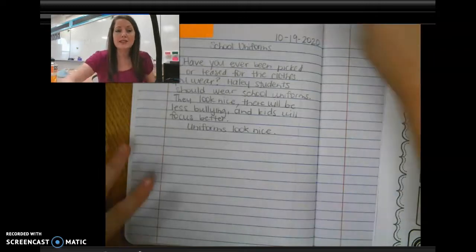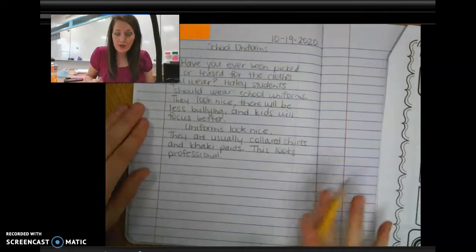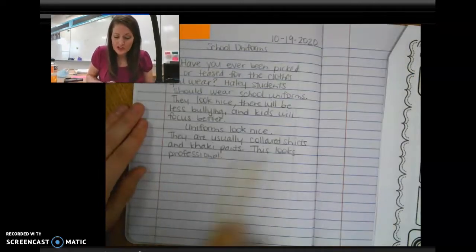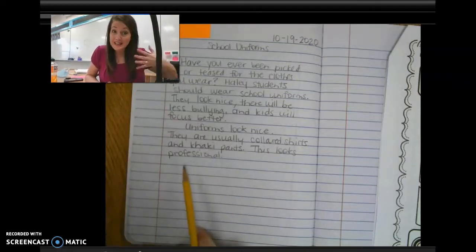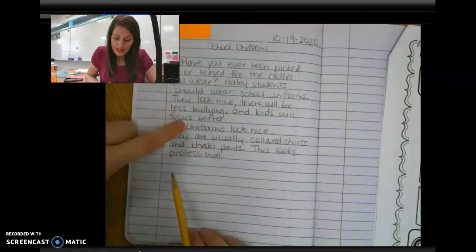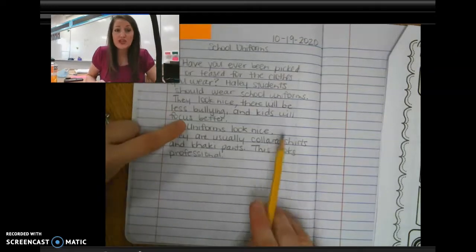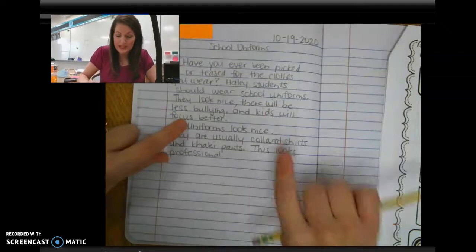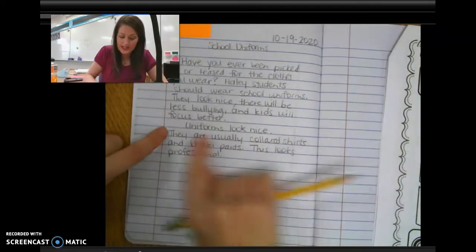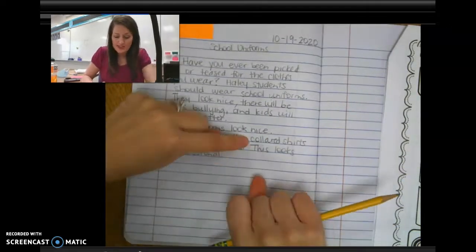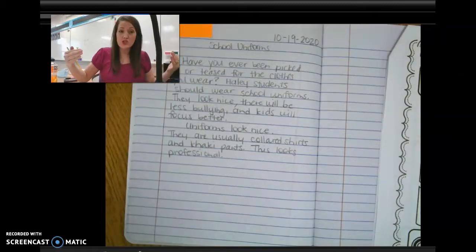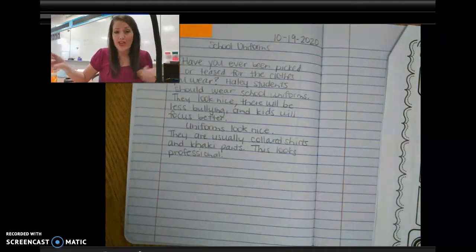So let me say a sentence about that. Okay, so I went with, they are usually collared shirts and khaki pants. This looks professional. And notice as I'm writing, I'm putting in my uppercase letters and my periods because you're using your checking fingers where you start with uppercase and with punctuation. Start with uppercase and with punctuation. This looks professional. Do that as you write so you don't have to do it all at the very end.